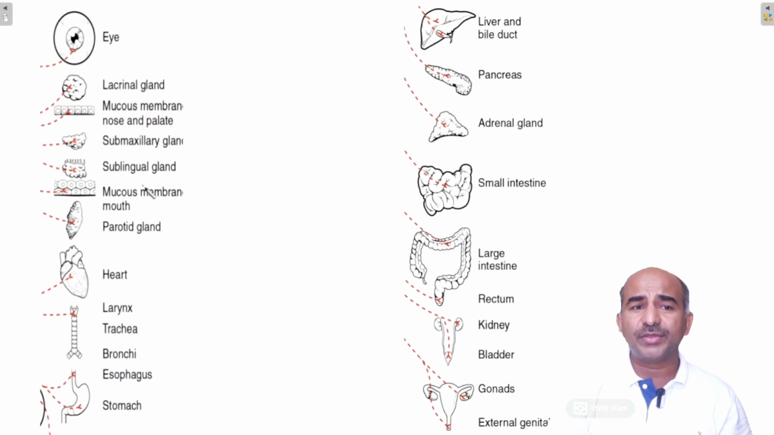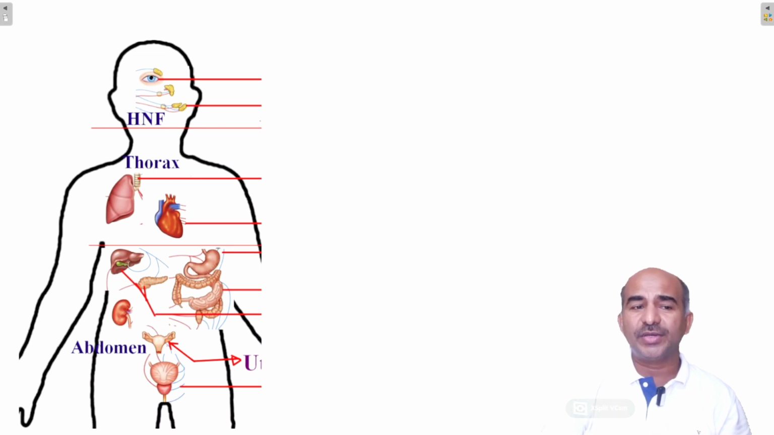Eyes, lacrimal gland, mucus, this submandibular, submaxillary gland, parotid gland. These are the salivary glands, three salivary glands. Then heart, then larynx, trachea, esophagus, stomach, then liver, pancreas, adrenal gland, small intestine, large intestine. So there are smooth muscles and glands here. And this is the gonads, means uterus here. And then this is the urinary bladder. So these are the organs. I am showing the list. Got the point?